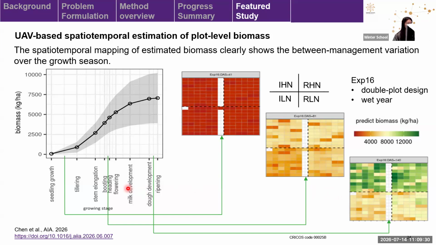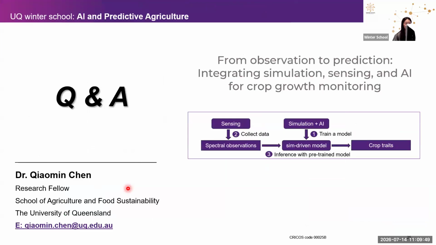So overall, we just want to demonstrate how remote sensing technology and crop simulation AI can be integrated together to advance the remote sensing based prediction of biomass to support sustainable agriculture. I think, yeah, this is all from the presentation. Happy to take any questions.